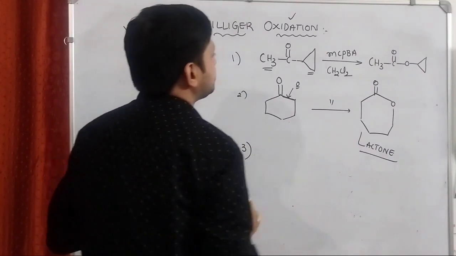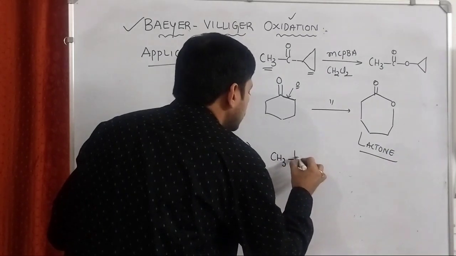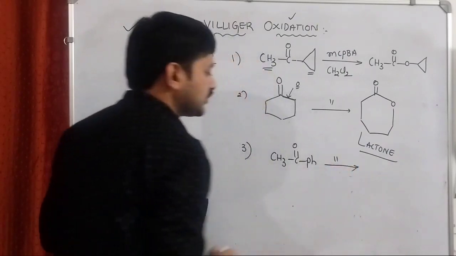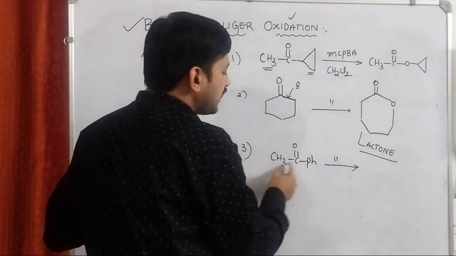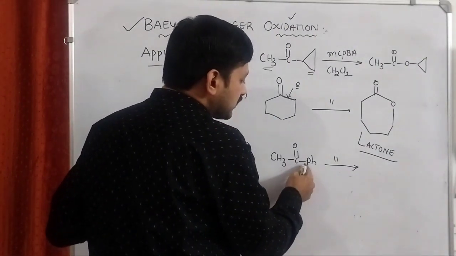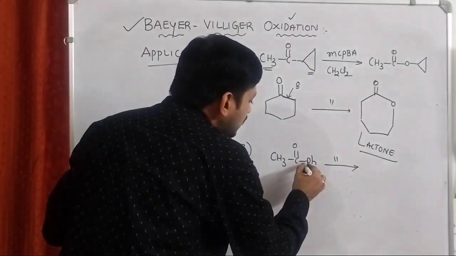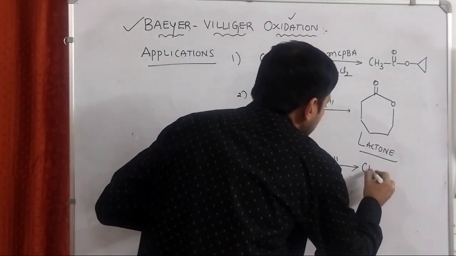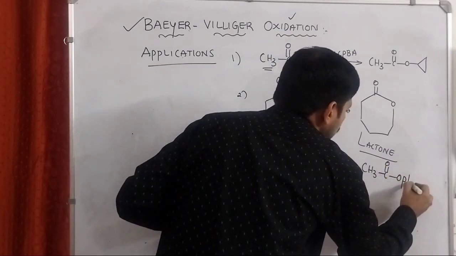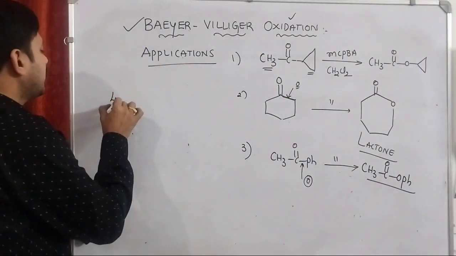The next example, CH3, C double bond O, Ph. Under the same conditions, comparing with the methyl, the migratory aptitude of phenyl is major. That's why the phenyl group will be migrated towards the oxygen. So here we can insert oxygen: CH3, C double bond O, OPh. This is the compound.